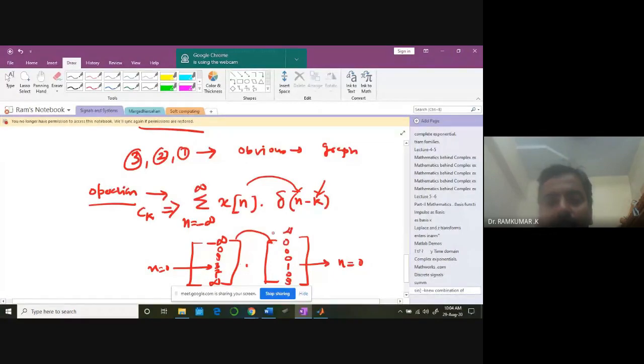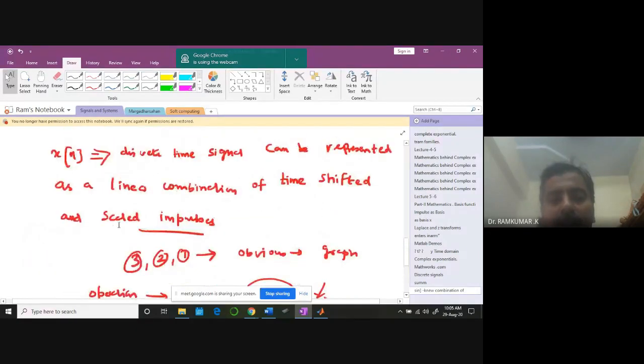Infinity into 0, that is, you should not talk with infinity, just near to infinity normally you'll be talking. So naturally every value is 0 except for this value. 3 into 1 is the only product I'll be getting. So naturally C of 0 is going to be 3. So that's the value I have obtained.